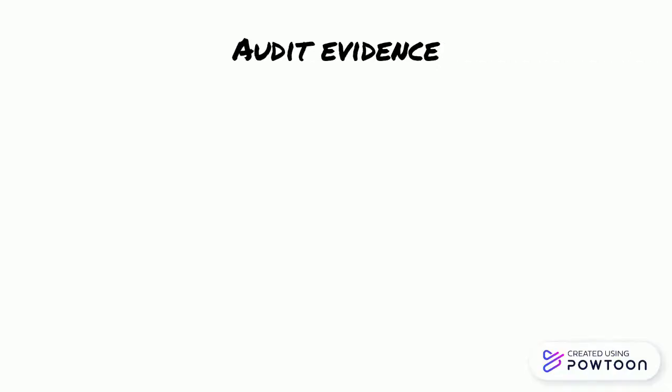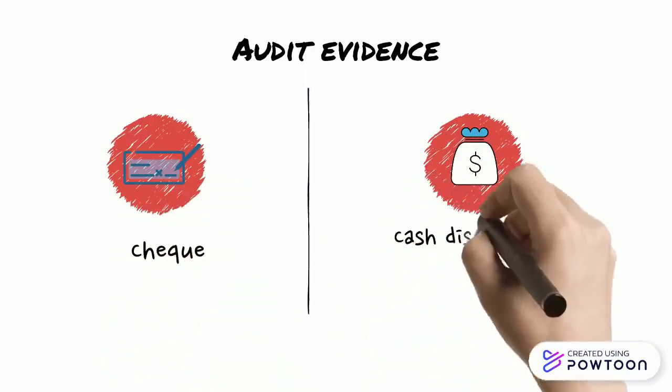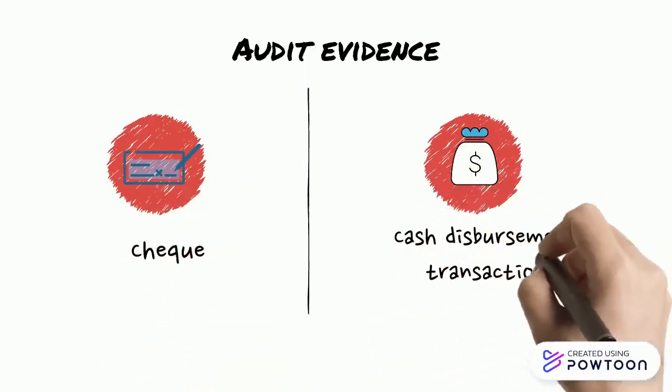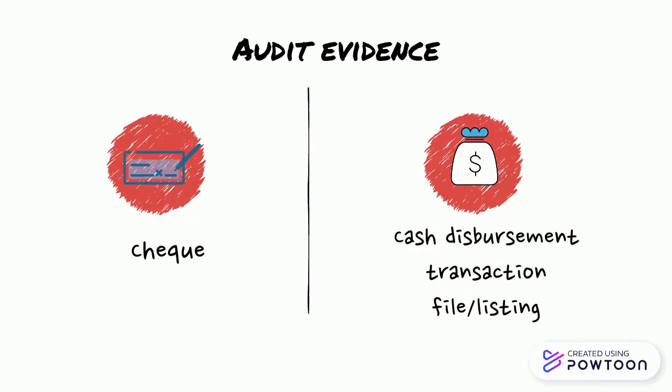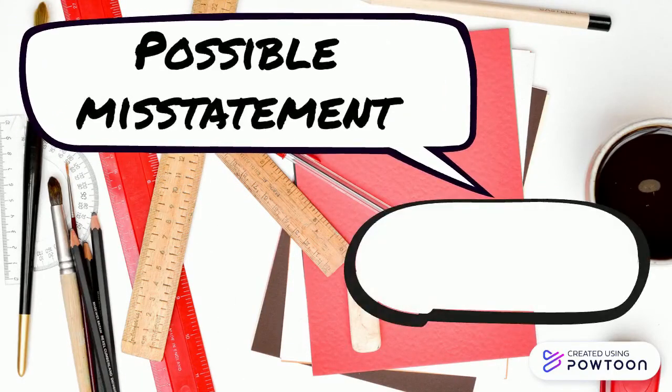So now is about audit evidence of posting and summarization. The first one is check. The second one is cash disbursement transaction file or listing. Lastly is about possible misstatement. For this point, the possible misstatement that can be found is overstated liabilities.